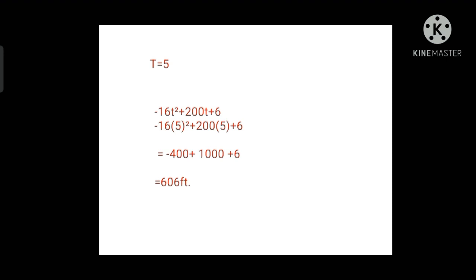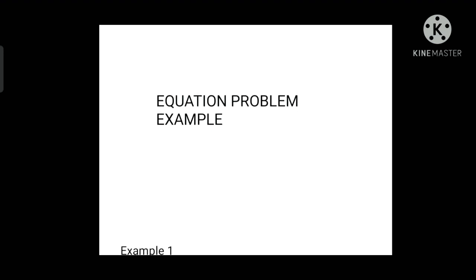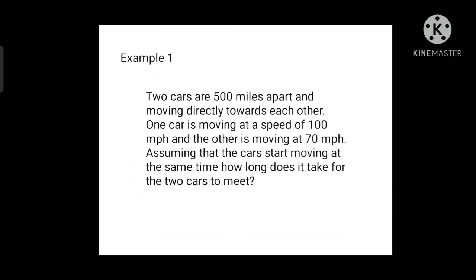So proceed to the equations. We have two cars 500 miles apart and moving directly towards each other. One car is moving at a speed of 100 miles per hour and the other is moving at 70 miles per hour. Assuming that the cars start moving at the same time, how long does it take for the two cars to meet?